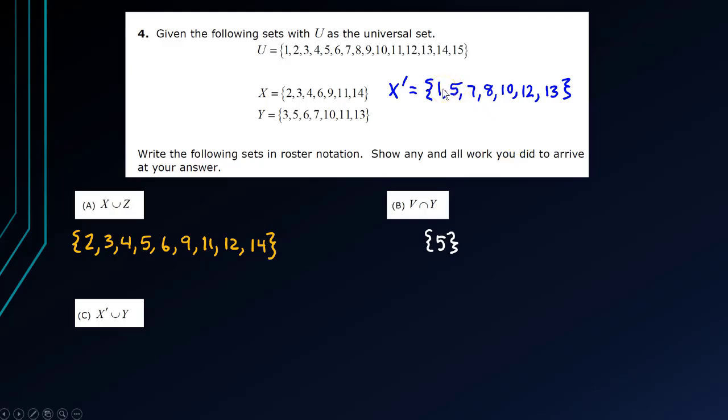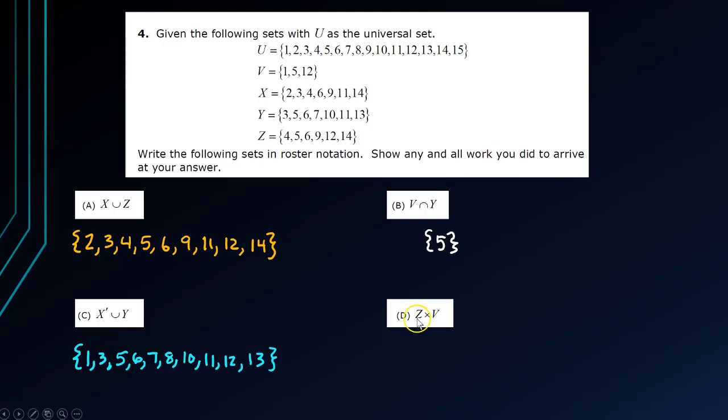So 1 is in this one, 2 is in neither, 3 is in this one, 4 is in neither, 5 is in both, 6 is in Y, 7 is in both, 8 is in this set, 9 is in neither, so it won't be included, 10's in both, 11's in Y, 12's in X prime, and 13's in both. So this would be the set 1, 3, 5, 6, 7, 8, 10, 11, 12, and 13.